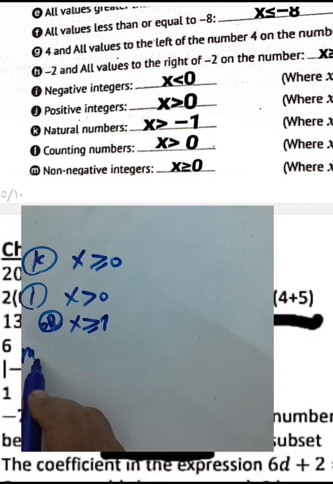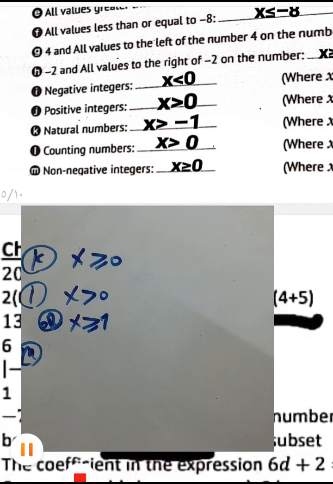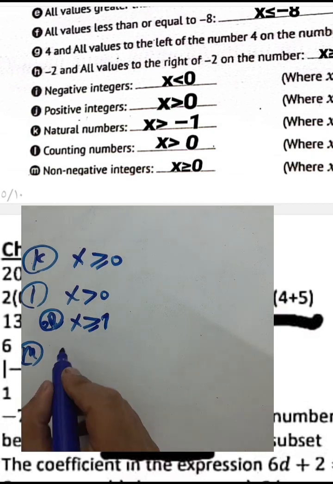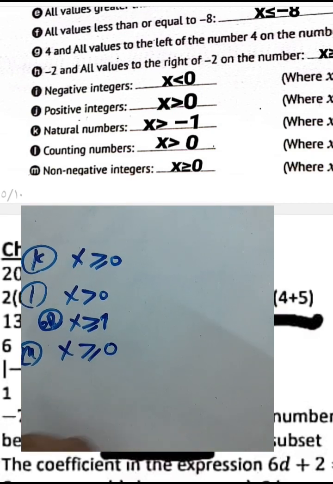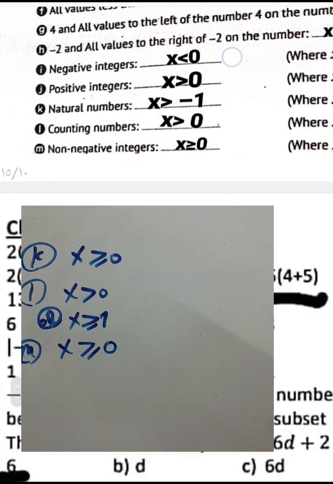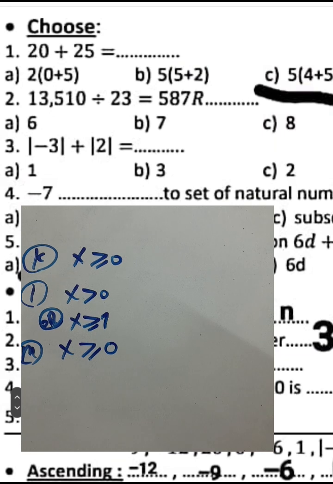Question letter M, non-negative integers. Non-negative, it's meaning 0 and positive. Then you can write x greater than or equal to 0, such as 0, 1, 2, 4, 5, and so on to infinity. Okay, choose the correct answer.